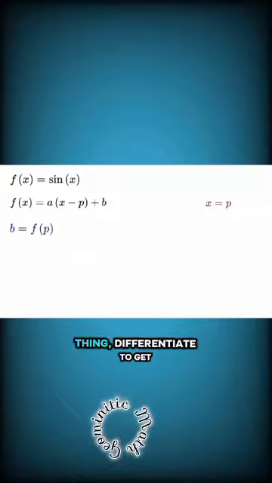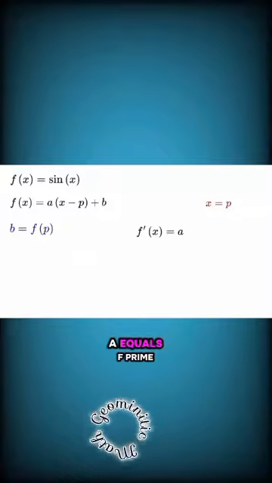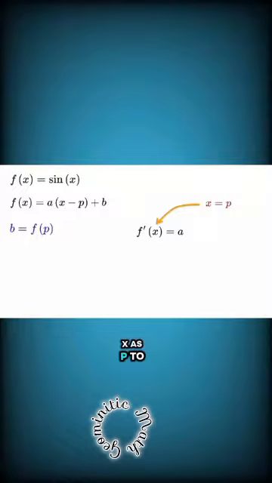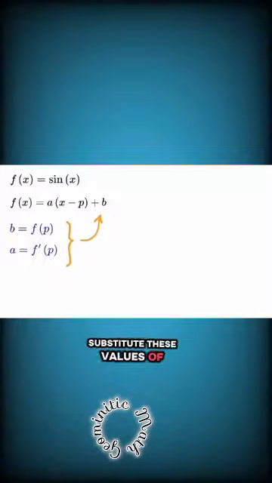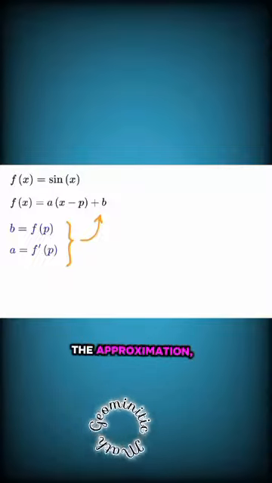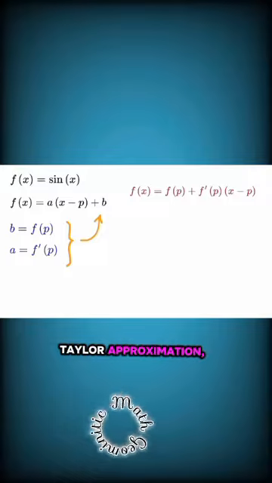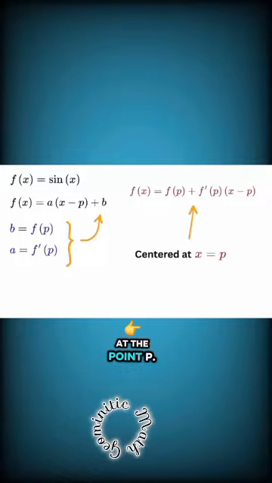Then, do the same thing: differentiate to get a equals f prime of x, and put x as p to get a equals f prime of p. Substitute these values of a and b back into the approximation, and wow, we again arrive at the first-order Taylor approximation, but this time centered at the point p.